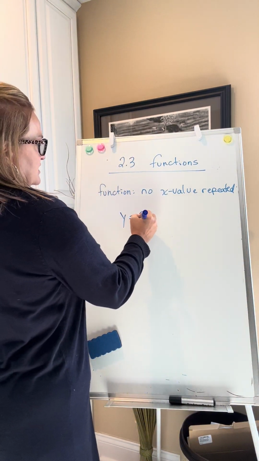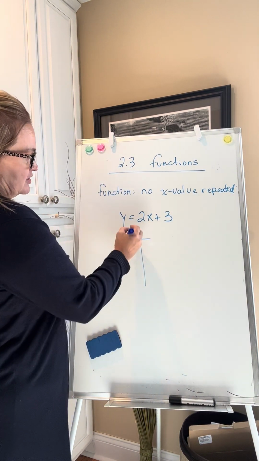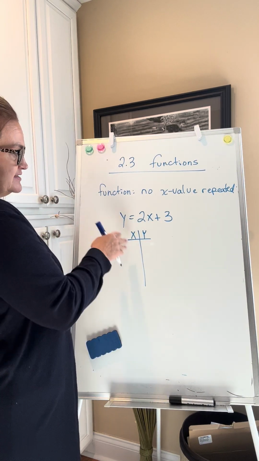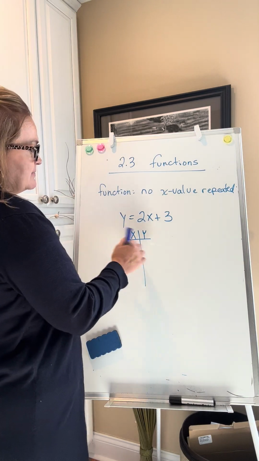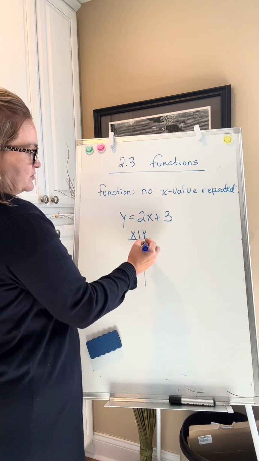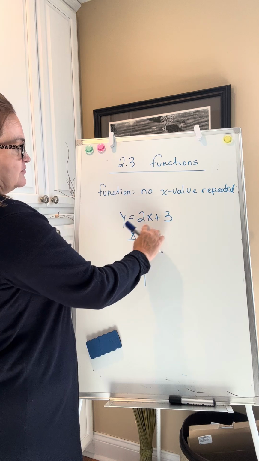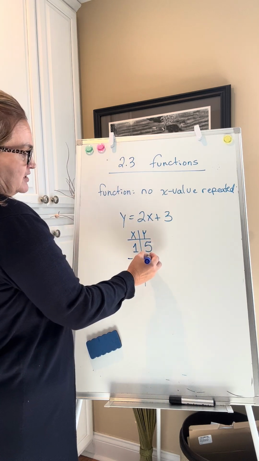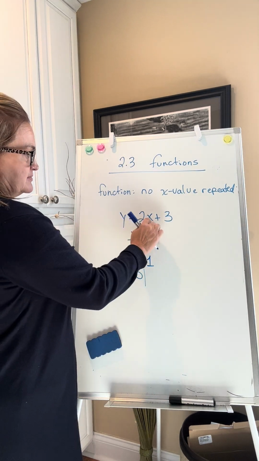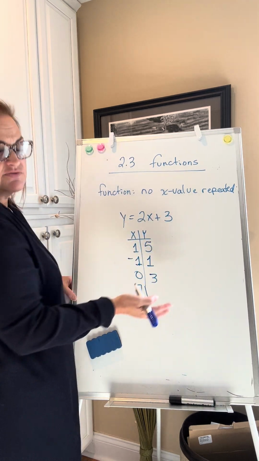Y equals, say, 2x plus 3. That is going to be a function. No matter what I plug in for x, you get a unique value for y. There's never two different answers for the same x. For example, if I plug in 1, 2 times 1 is 2, plus 3 is 5. If I plug in -1, 2 times -1 is -2, plus 3 is 1. Let's see. If I plug in 0, 2 times 0 is 0, plus 3 is 3. 7, just for some sample points.